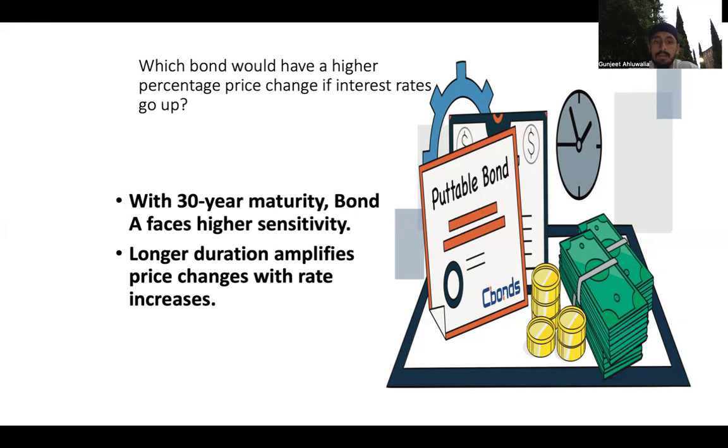Therefore, even a small increase in interest rates can lead to a larger percentage decrease in price for Bond A compared to Bond B. Understanding this relationship between duration and price sensitivity is essential for investors to gauge the potential impact of interest rate changes on their bond investments. It highlights the importance of considering bond duration when assessing risk and making investment decisions, particularly in anticipation of interest rate fluctuations.